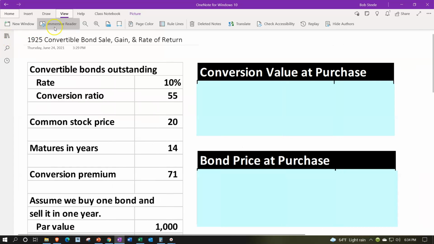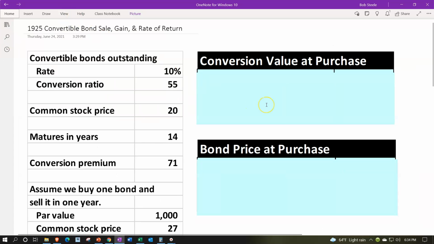Closing the icon, we have our information up top, calculation on the side, and on down below. We're looking at those convertible bonds once again, which give you the option but not the obligation to convert them into some portion of common stock. We're going to consider the sale of them and the gain that would result on the sale, as well as the rate of return calculation.